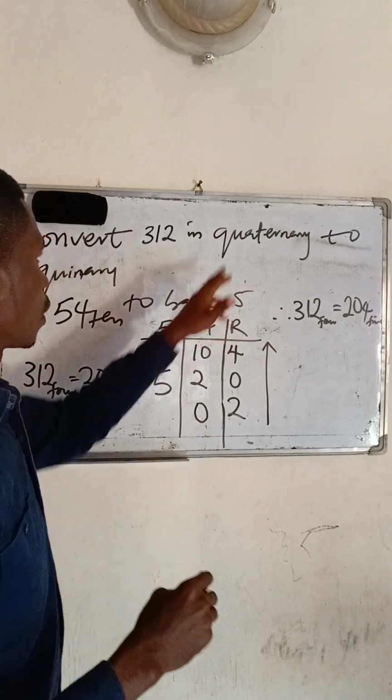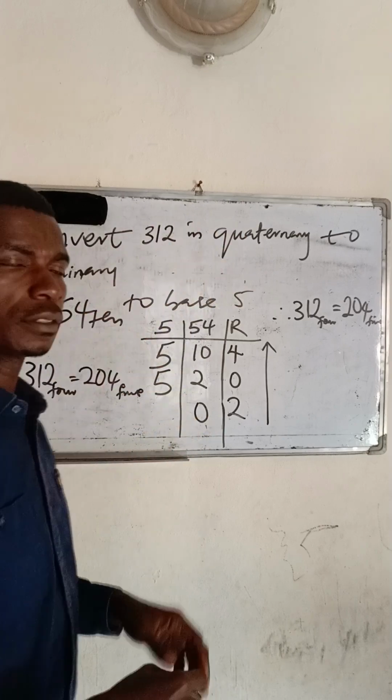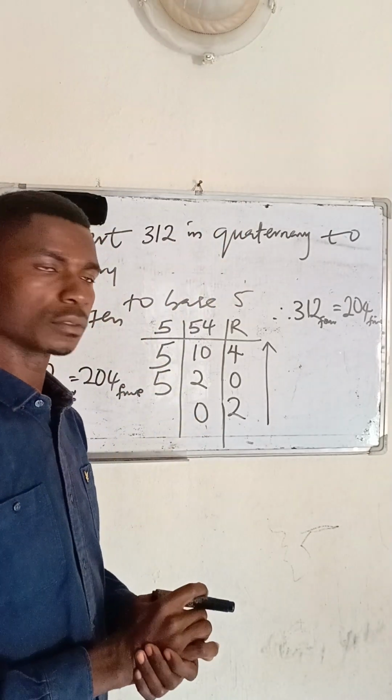So that is it. Quaternary, base 4, quinary, base 5. That's all. Take note of it, please.